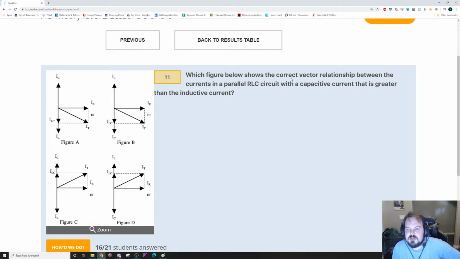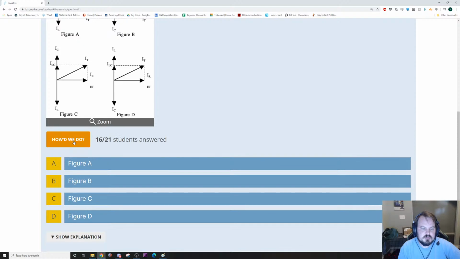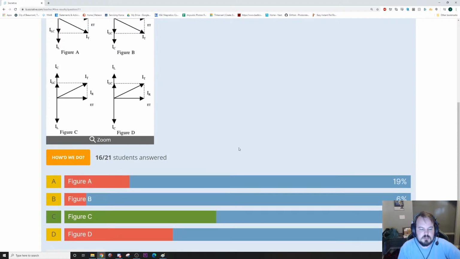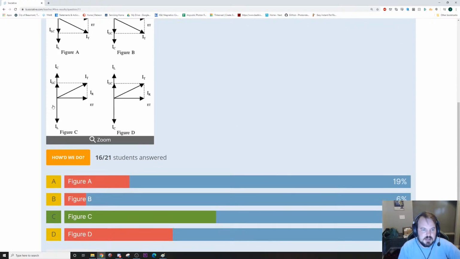Which figure below shows the correct vector relationship between the currents in a parallel RLC circuit with a capacitive current that is greater than the inductive current? So that's going to be going up because I of C is up. There's only one with them labeled correctly that's going up. So it's C, because in the last few questions we labeled all the sides how they should be: I of R, I total, I of L, and then I of C was the only one left.